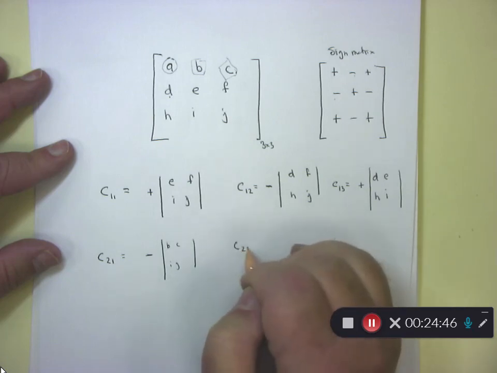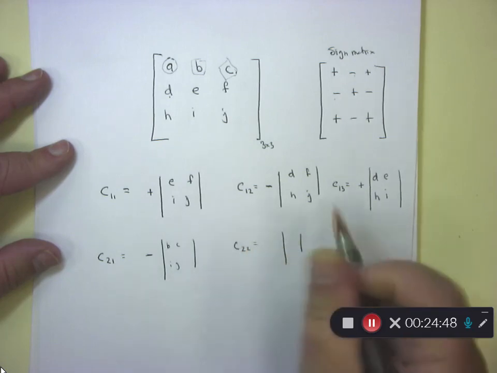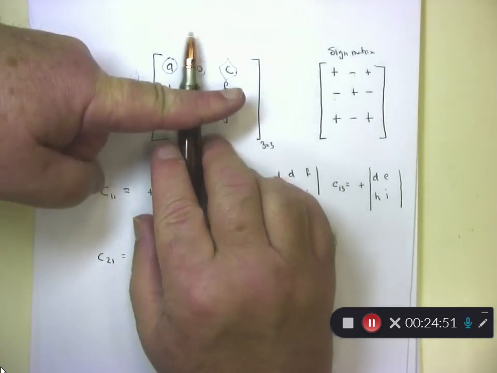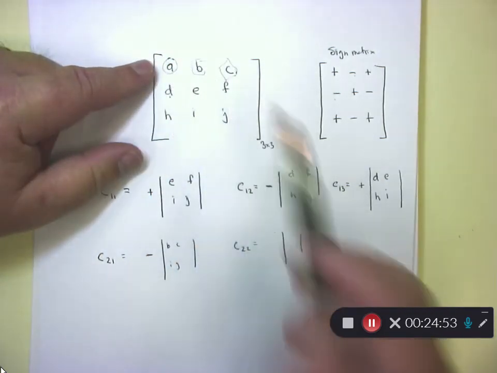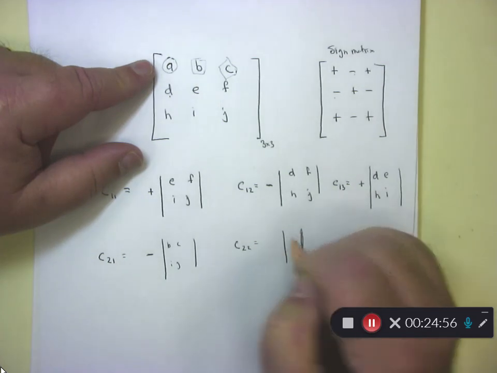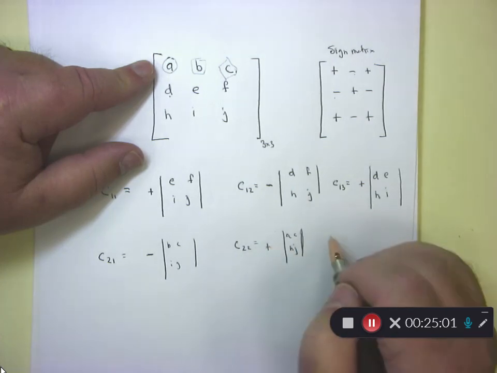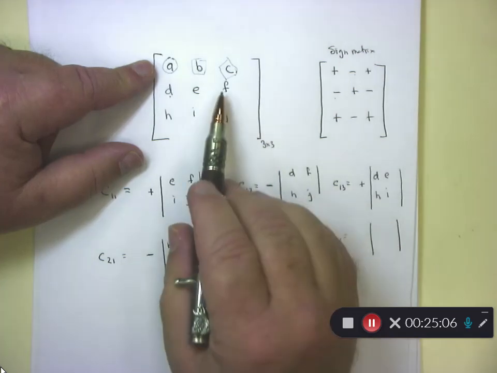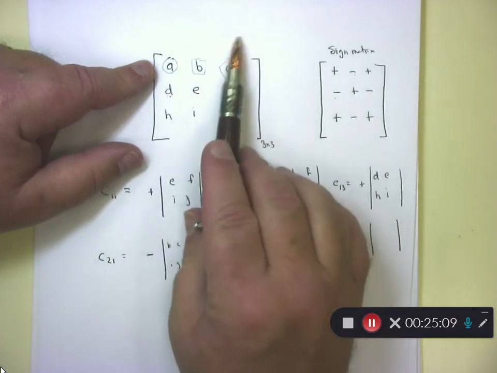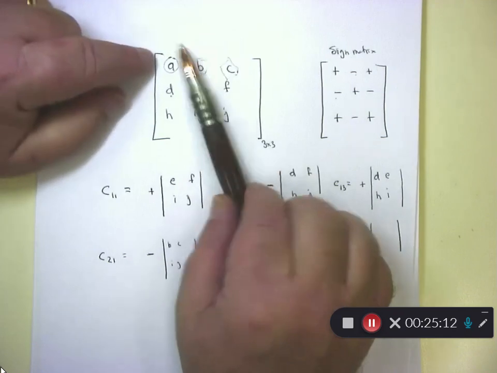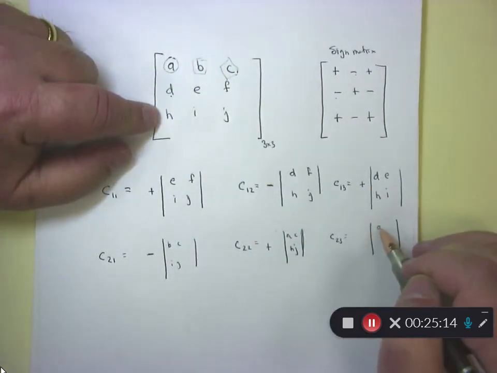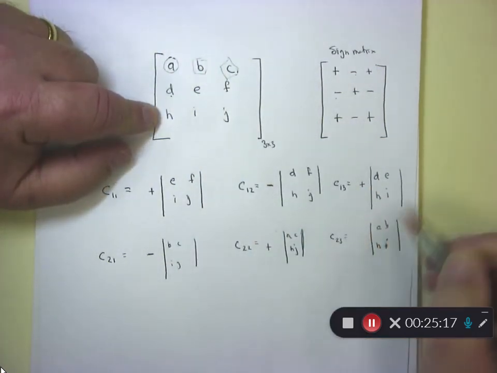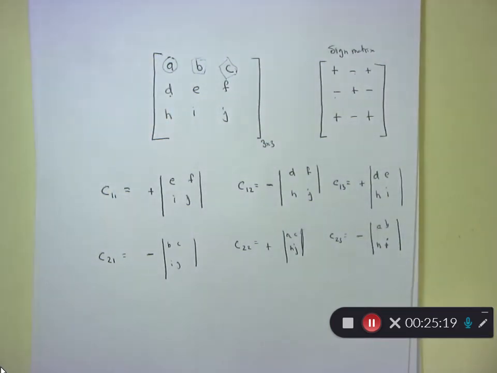Then you have C22, the entry in the middle. Knock off the row and column with it, and you get A, C, H, J, and this is going to be a plus. Then C23, the second row, third column position. Knock off that row and column, you get A, B, H, I, but that's going to be a negative, so the sign goes with it. That's where most people forget: the signs.